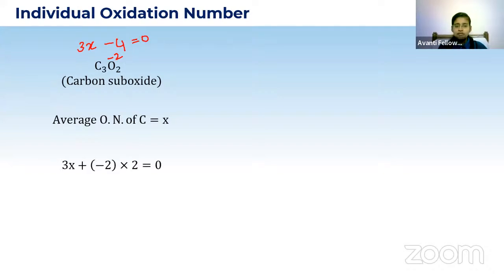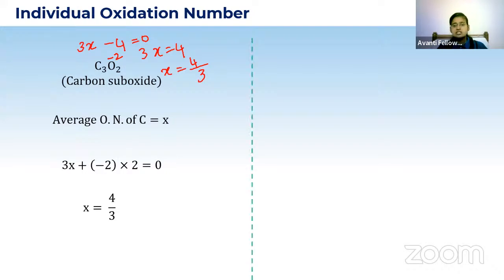So what is the value of x? Can anyone give me the value of x here? 3x is equal to 4 and x is equal to 4 by 3. So the average oxidation number of carbon in this compound is 4 by 3. Now let's see the structure of this compound. We have 3 carbon and 2 oxygen.